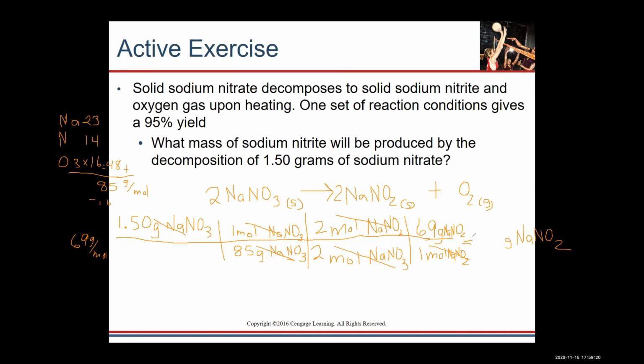1.22 grams. Okay, so I got 1.22 grams of sodium nitrite. So then that tells me part of what I want. It says, what is the mass of sodium nitrite that will actually be produced by the decomposition? So is this ideal, or is this actual? This is ideal.